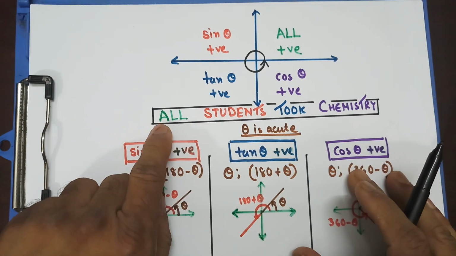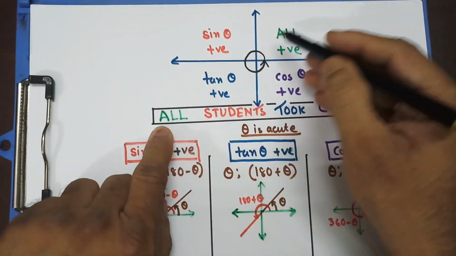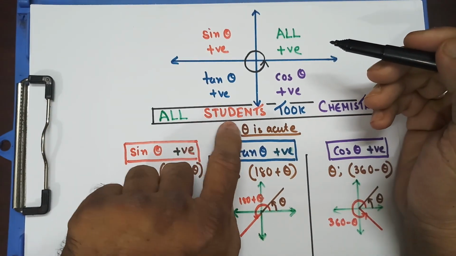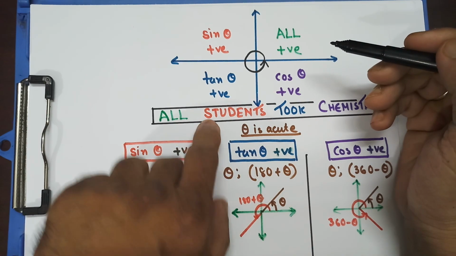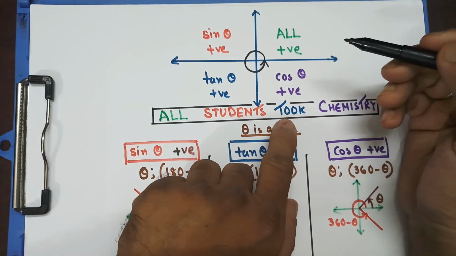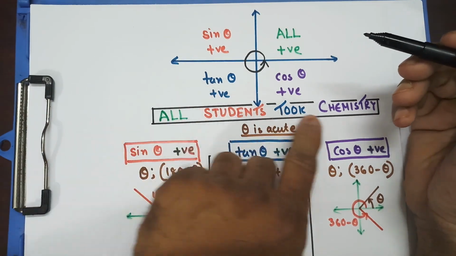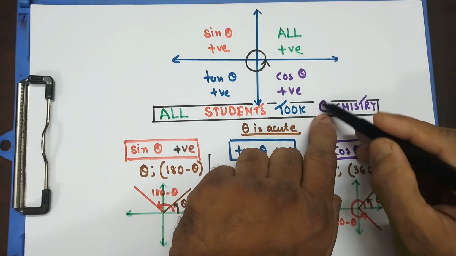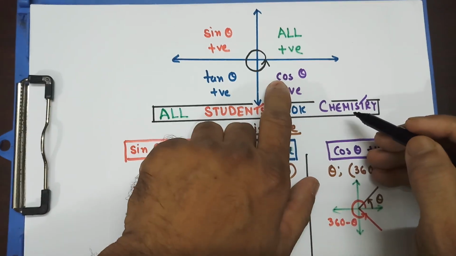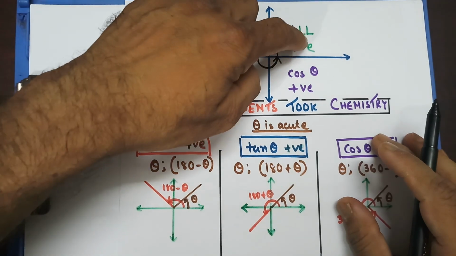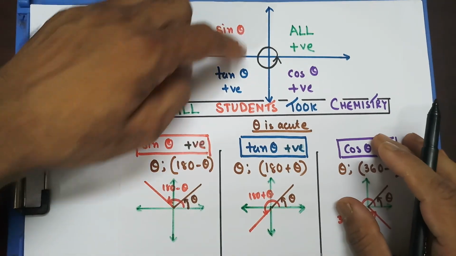The first letter of "All" is A, so all are positive here in the first quadrant. The first letter of the second word is S, which represents sine theta, the third word's first letter is T, which represents tan theta, and the fourth word's first letter is C, which represents cos theta. Now, sine is positive in the first quadrant and the second quadrant.